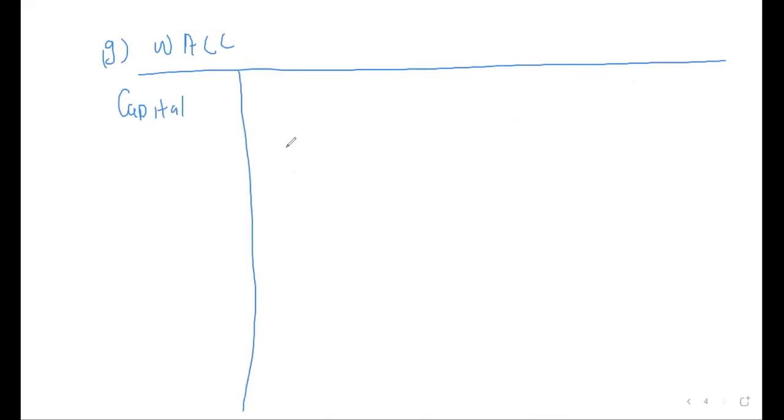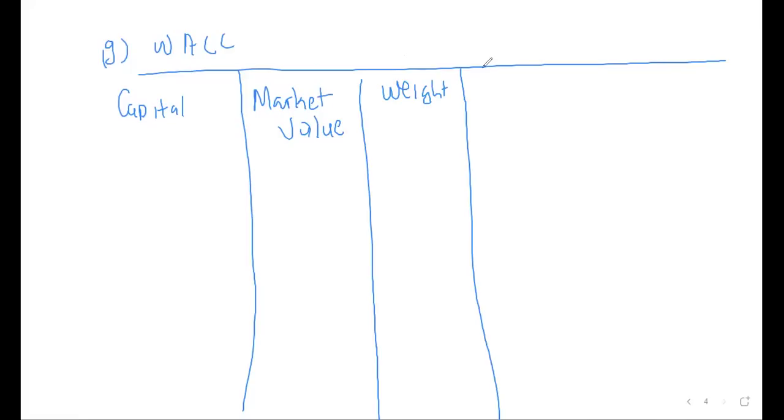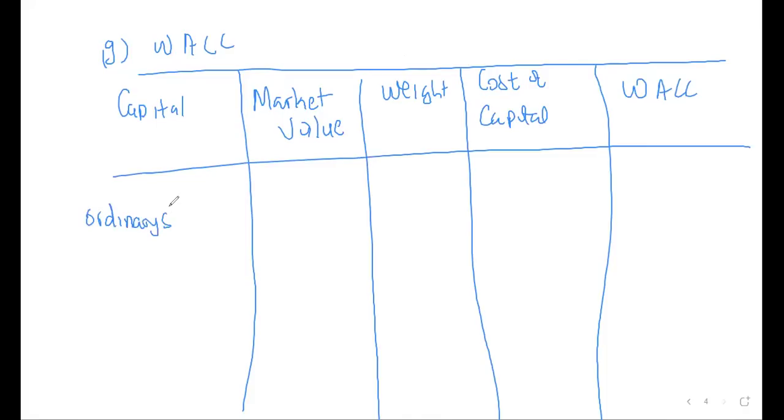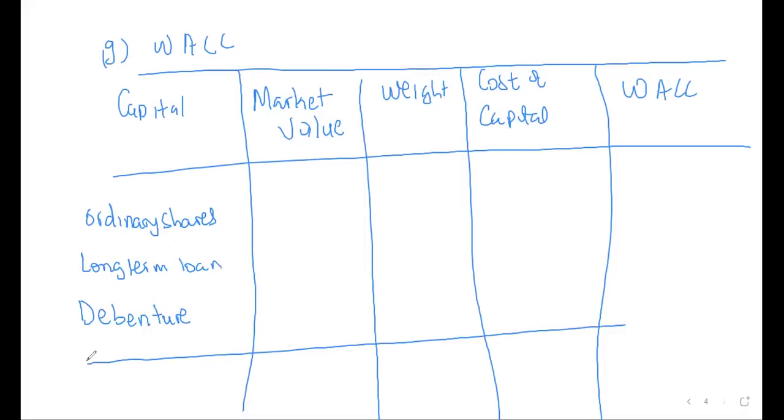you have the market value, then you have the weight, then we have the cost of capital, then you have the weighted average cost for each line. So in our question, the capitals that we have: ordinary share, we have what else? Long-term loan, then we have the debenture, then you will need a total here.